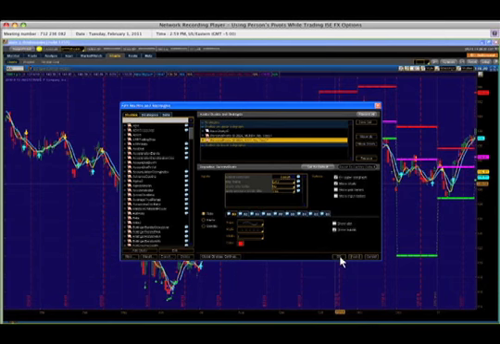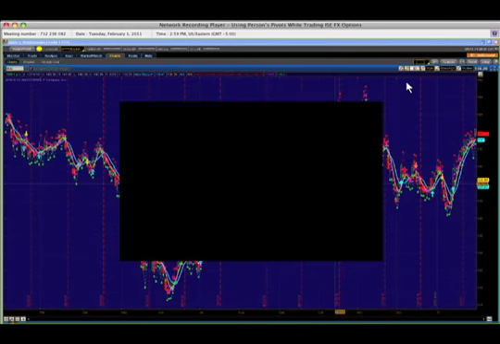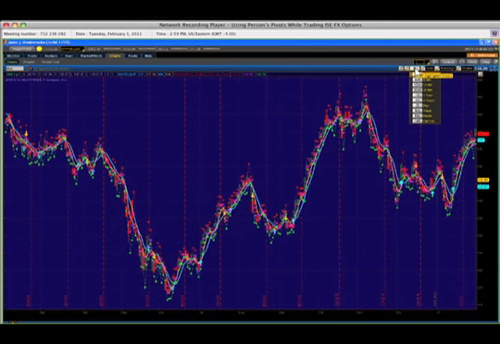And obviously, if we're using a daily chart and we have daily pivots, you're going to see a lot of dots. Dailies are good for intraday trading.